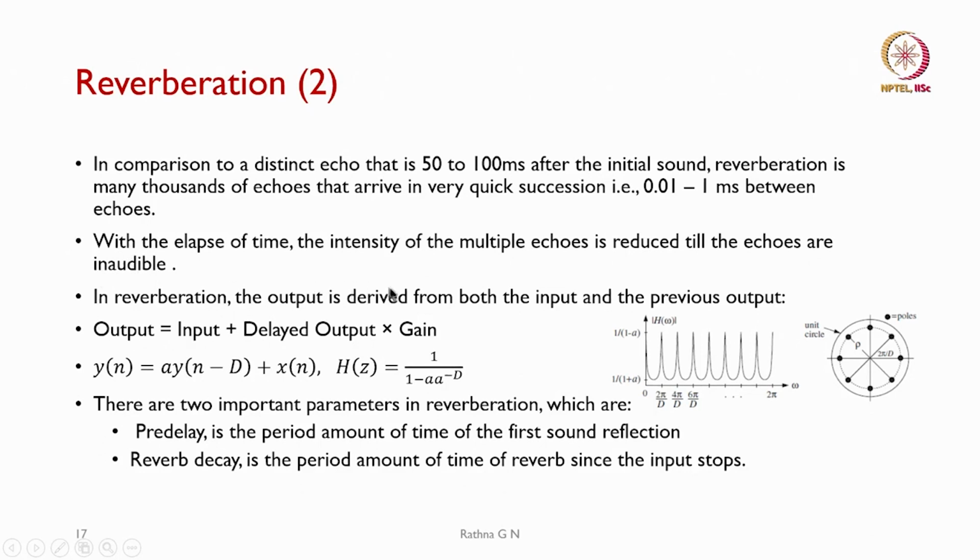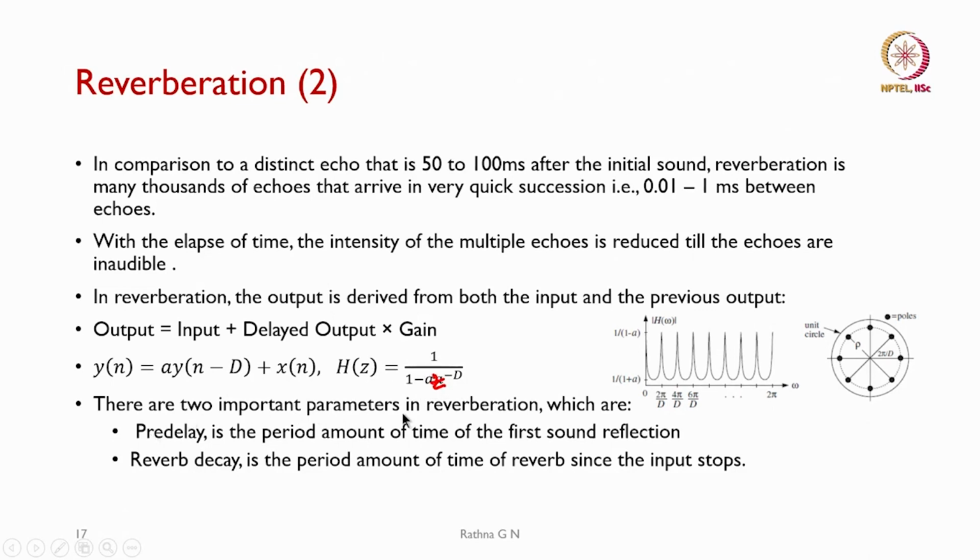So, in reverberation, how we are going to generate it: output will be input plus delayed output into gain. In this case we will be considering the feedback signal, that is a into y of n minus d. Output is getting delayed by d, plus the input x of n. Then the response of the system is given by H of z, which is nothing but 1 by 1 minus a into z to the power of minus d. This is the delay in the z domain.